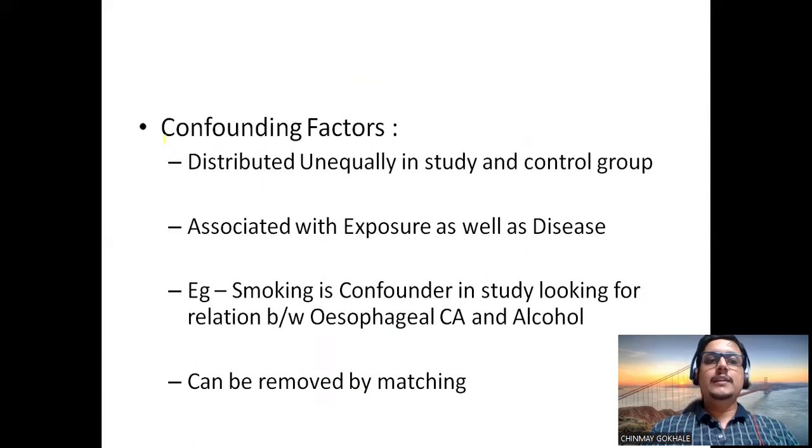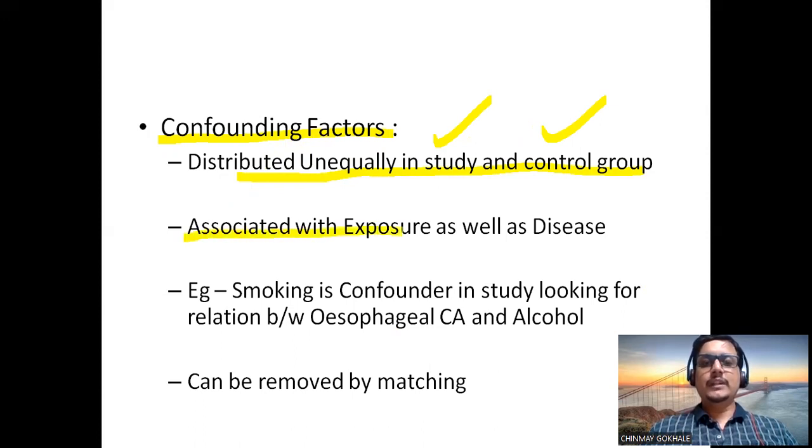Then in matching, there is this important concept of confounding factors. Theoretically, confounding factors are those which are distributed unequally in study and control group. What does this mean? Distributed unequally means that it is either more in this group or more in that group. So that means they are not matched. They are not similar in this particular respect.